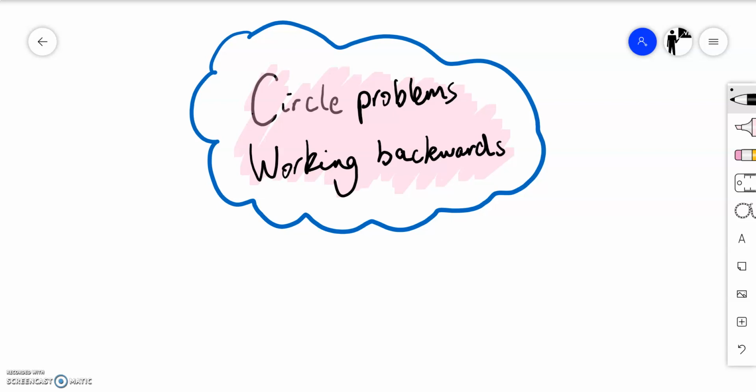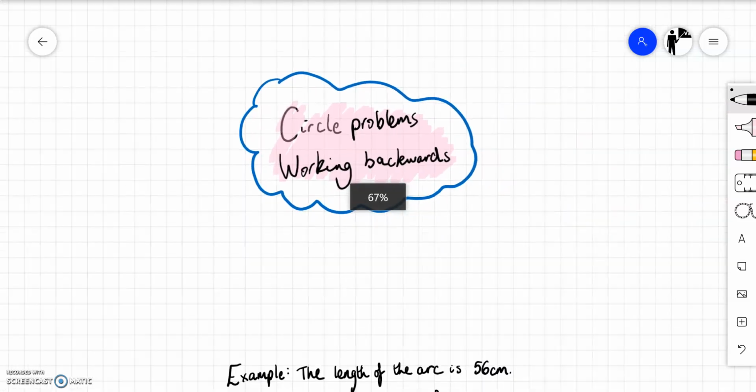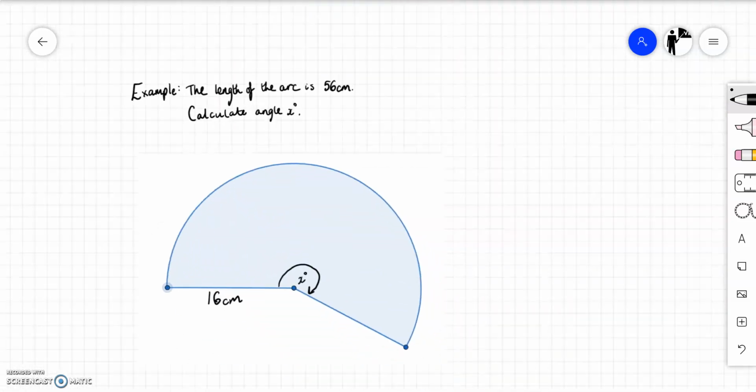In this video, we're going to have a look at two examples where we're going to work with circle problems, and it's going to involve working backwards to find an unknown. So it's not just going to be work out the arc length or work out the area. We're going to need to do something a wee bit more involved here. Okay, let's have a look at example 1.